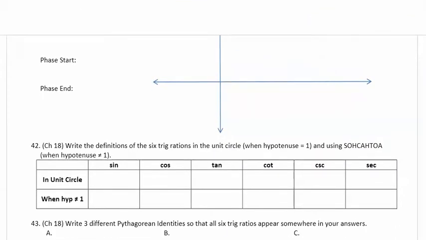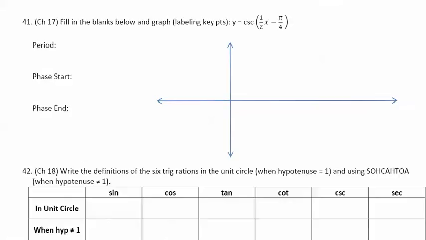Let me pause a second and check out the problem. Okay, now we can see what the problem is. We've got to graph a cosecant function, and what I would suggest doing first is do the sine wave that looks the same, and then flip over your curve.